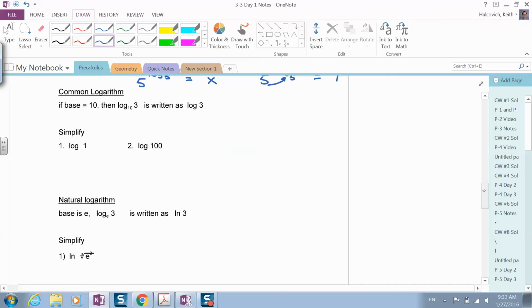There is what's called a common logarithm. If you look on your calculator, that is when it's base 10. So if something just says log without a base, it's assumed that the base is 10. So some things like log 1. Well, remember, log base anything of 1 is always equal to 0. But log 100, so basically you're asking 10 to the x is equal to 100. Well, remember, that is 10 squared, which means it's 2.